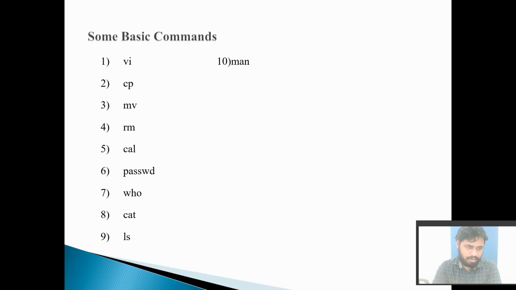Coming to rm, it means remove the file. If you want to delete one file or multiple files, we need one command, and that command is rm. In the Windows environment, the term is delete. And the fifth command is cal, nothing but calendar. If you want to display a calendar, we need to use one command, and that command is cal. Based on the cal command, it can display the calendar.